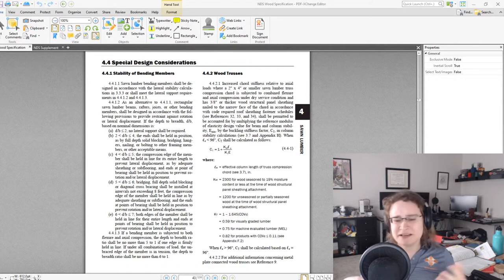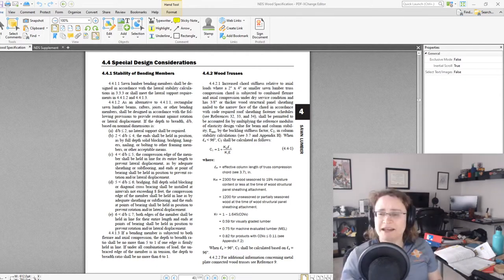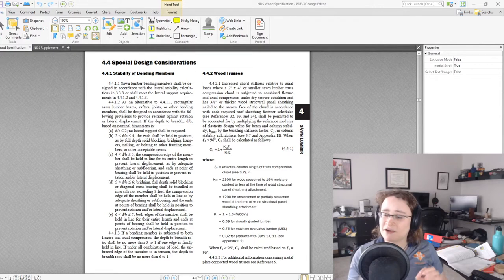So again, these rules aren't unsafe, though perhaps they are less efficient or a little more conservative than you would get if you do the full beam stability calculations. Now, as you look through these, you can see that they represent increasingly stringent provisions based on the depth to width ratio of the beam you're sizing. For example, Part A says that if you have a very stubby beam, you need no lateral support whatsoever.